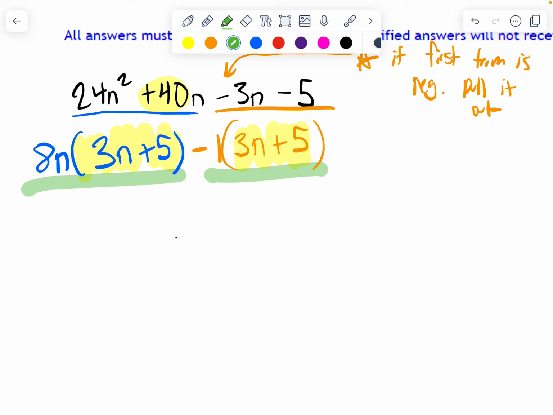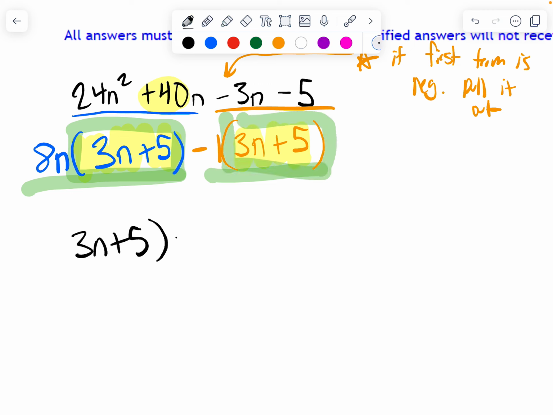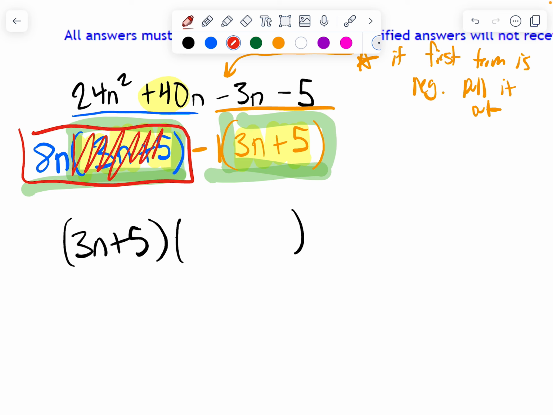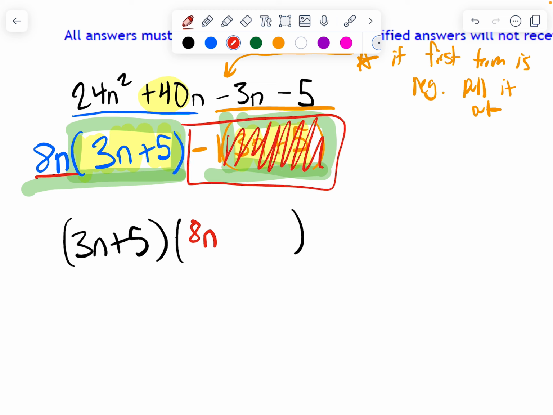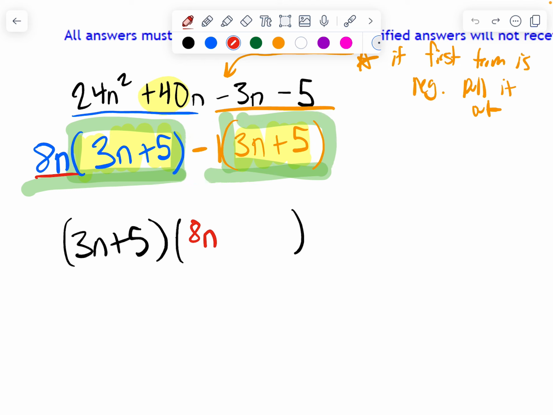Well, we already know exactly what they have in common. It's the thing that is exactly the same. The 3n plus 5 is the GCF. And then we pull it out and see what's left. If I pull out of here a 3n plus 5, if this goes away, what's left? Well, that's just our 8n, the stuff in front. Same thing here. If I were to pull out the 3n plus 5, what's the only thing left there? Negative 1. And there you go.